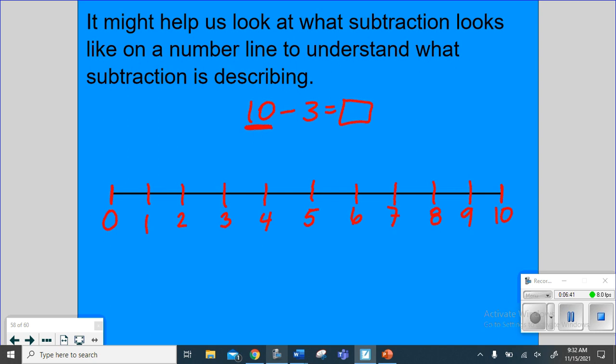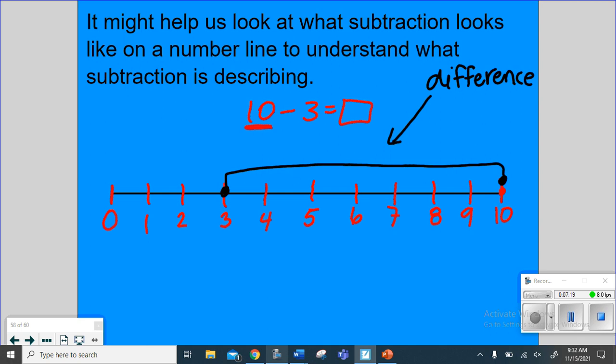Do you remember when I said that the answer to a subtraction problem is that word difference? Think of it as distance. We're starting at 10. And I want to know the distance it takes for me to get all the way to 3. This is called our difference, but sometimes, especially when I look at it on a number line, I call it the distance.